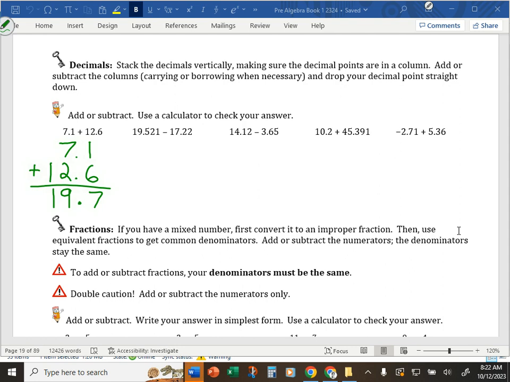If you had to carry, you carry. With subtraction, if you have to borrow, you borrow. Right? All those things back from 2nd grade, 3rd grade, 1st grade. Okay? But the key with decimals is to line those points up. Line those points up. Okay?